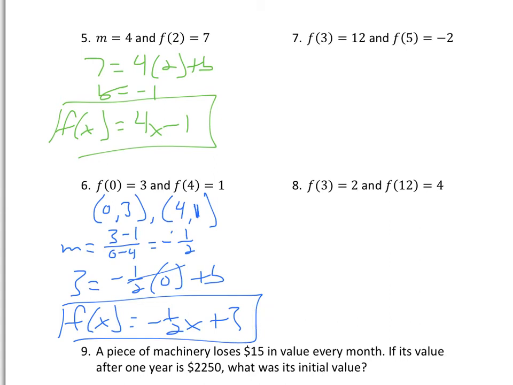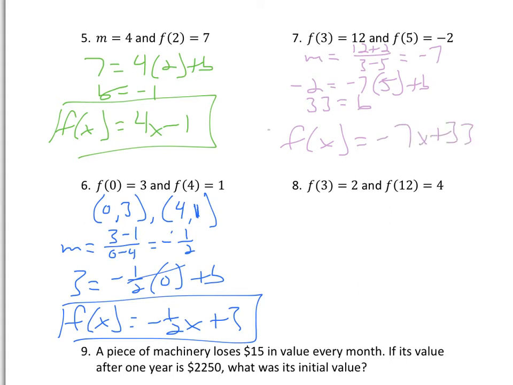Number 7. Points again. So m equals change in y, 12 plus 2 over the change in x, 3 minus 5. We have 14 over negative 2, which is negative 7. Now I plug in a point. Negative 2 equals negative 7 times 5 plus b. Subtract or add that 35 over, and b equals 33. So our equation is f of x equals negative 7x plus 33.